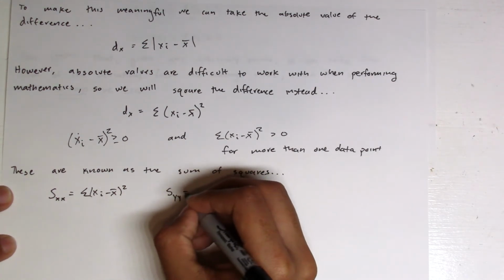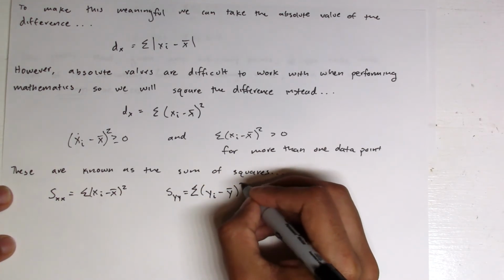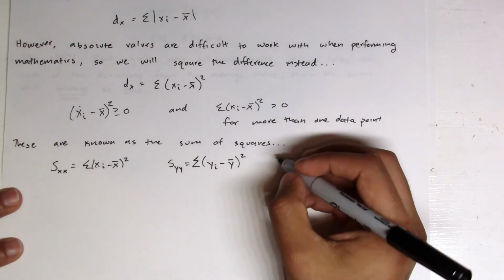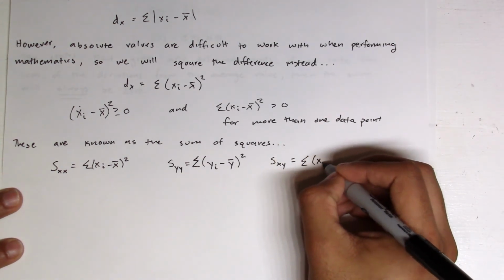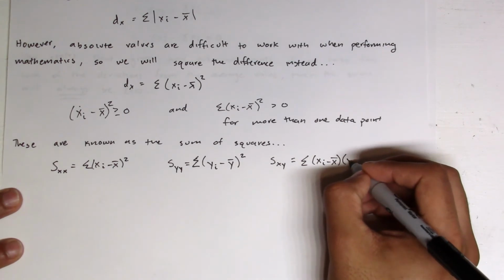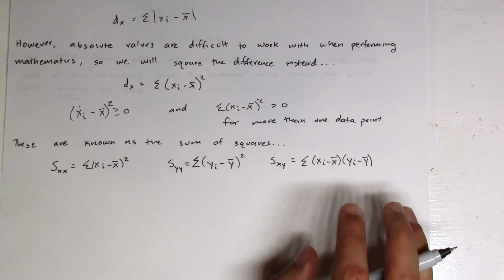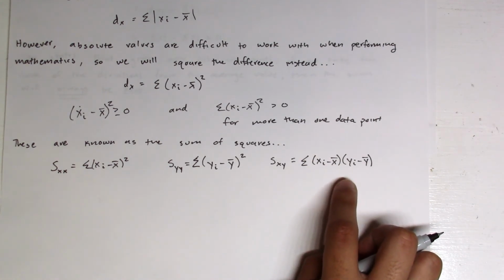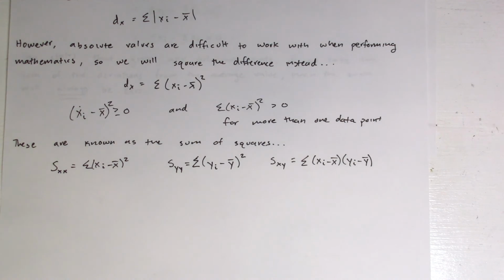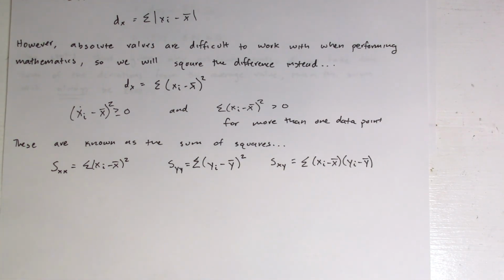There's also one in the y direction: the sum of yi minus y bar squared. And then there's a final one, which is S x y, the sum of xi minus x bar times yi minus y bar. This one comes from some mathematical derivation, which we're going to go through in a future video. But these are the main ideas that I want to point out to you, because later on we're going to use this to optimize linear regression lines. So keep this in mind when coming to the future videos that are going to come up.